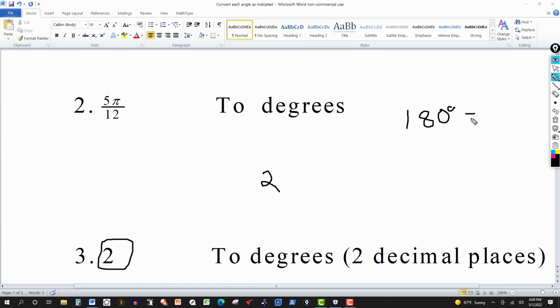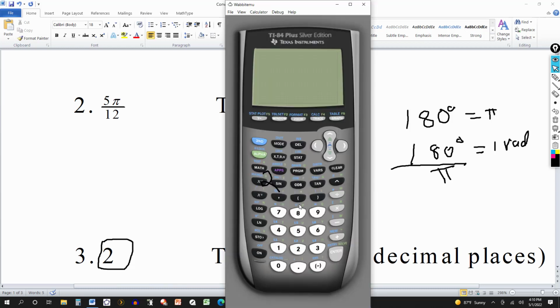So again, we look at this. 180 degrees is equal to pi radians. So I divide through by pi. That would tell me that 1 radian is equal to 180 over pi. So then I would just take my calculator. This is 2 radians, 2 times 1 radian, so replace 1 radian by 180 over pi.